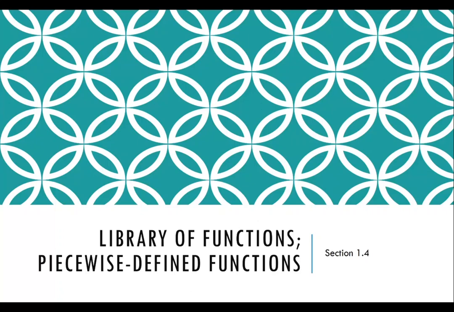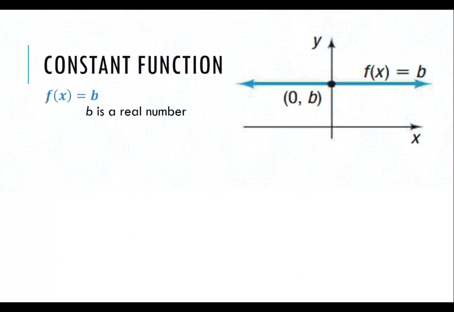Section 1.4, Library of Functions and Piecewise Defined Functions. So let's first start talking about the constant function. The constant function is the function f of x is equal to b. b has got to be a real number. Remember that this is just going to be a horizontal line that passes through the line b.